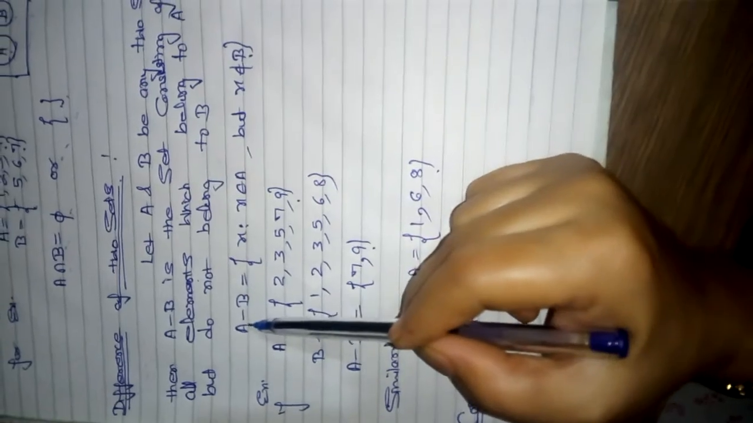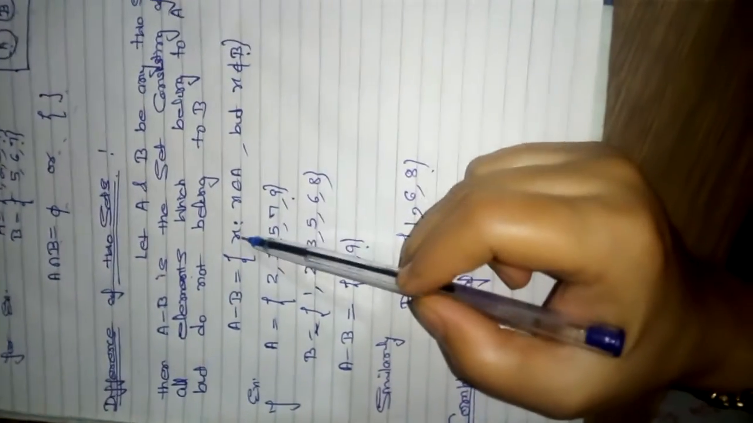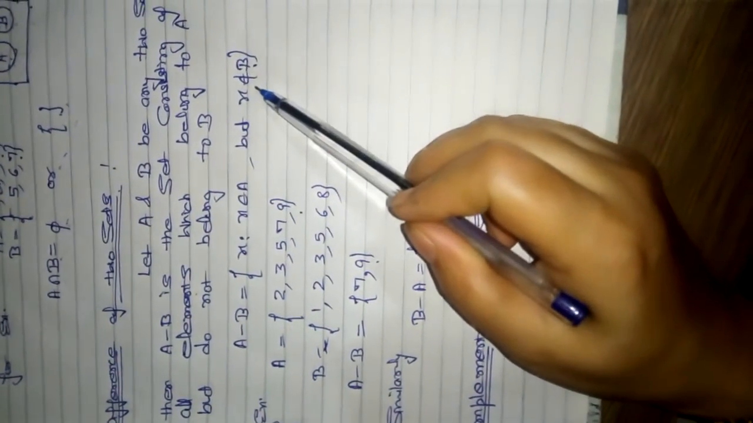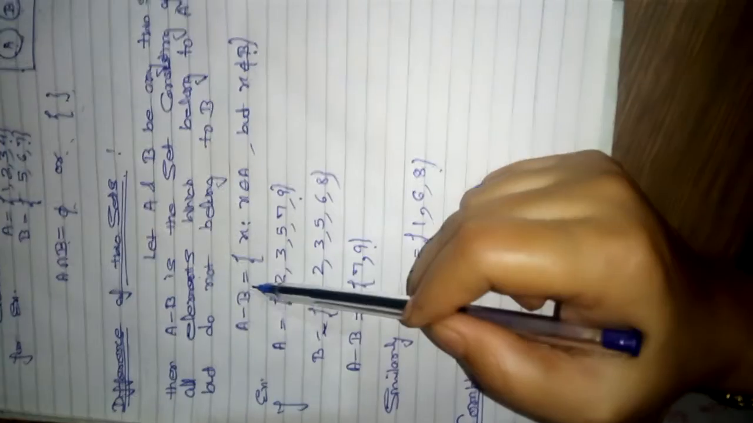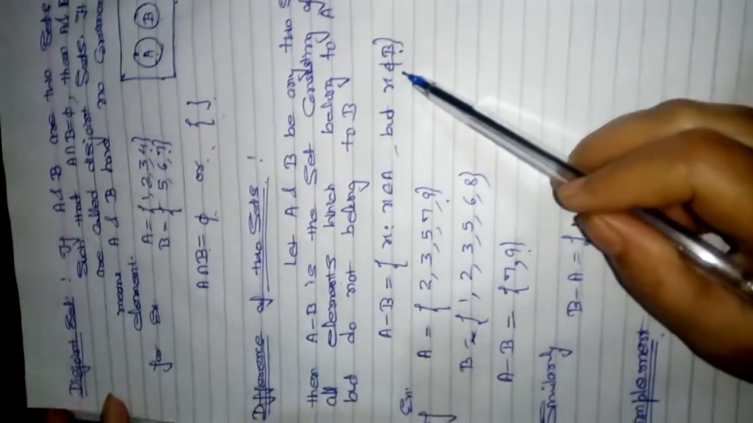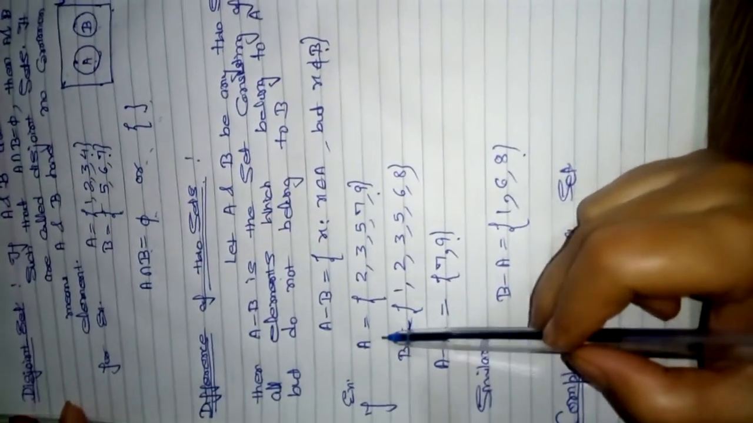The general form is A minus B equal to, this is known as the set builder form, {x such that x belongs to A but x does not belong to B}. It means in A minus B you will write in this form: x belongs to A but x doesn't belong to B. That element we will write here. Let us take the example.